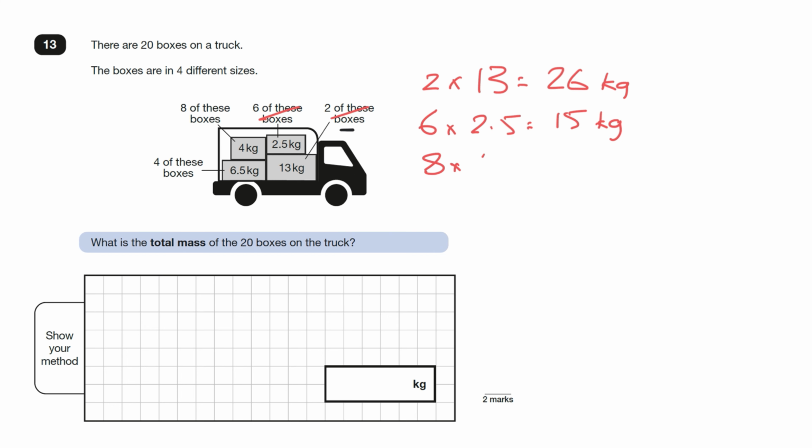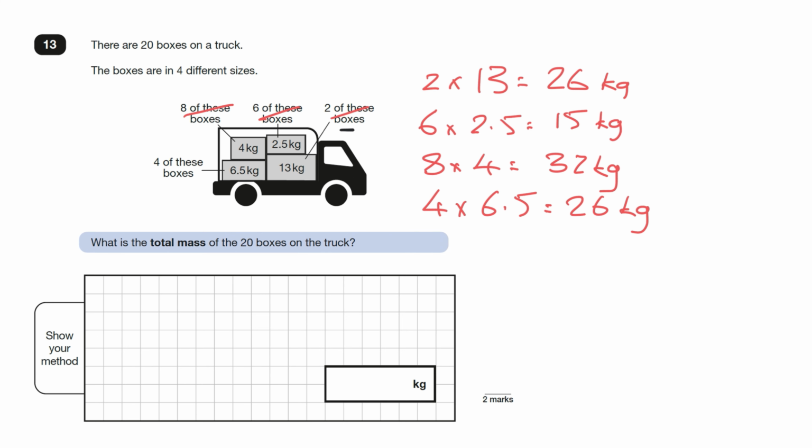I've then got 8 times 4 kilograms, which I know is 32 kilograms. And then I've got 4 times 6.5. Well, I know 4 times 6 is 24. And then 4 times 0.5 is 2. So that's going to be 26 kilograms.